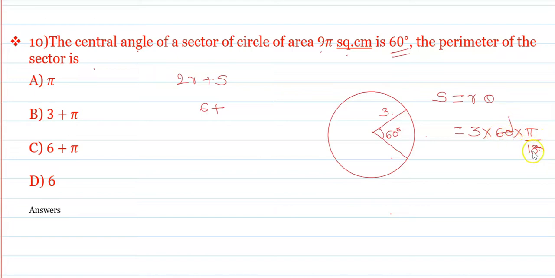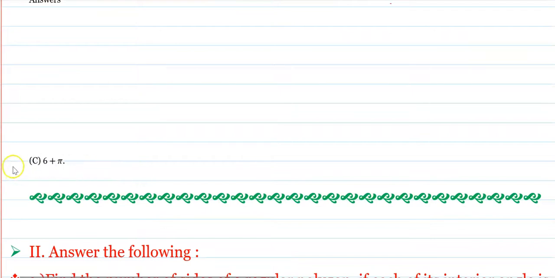Now here 60 is 1 and 3 is 180. Again these 3 get cancelled, and you will get length of that arc s is equals to pi. And if we add this here, then you will get the perimeter of the sector is 6 plus pi, and hence option C is the correct one. Okay, now the next question.